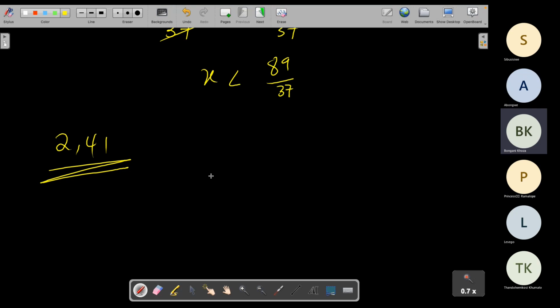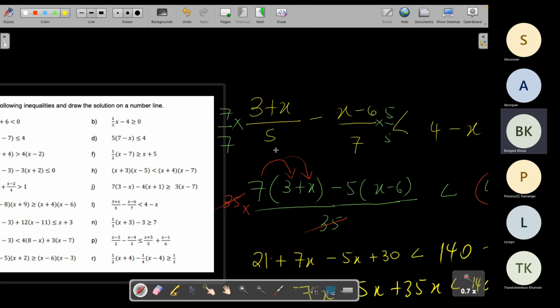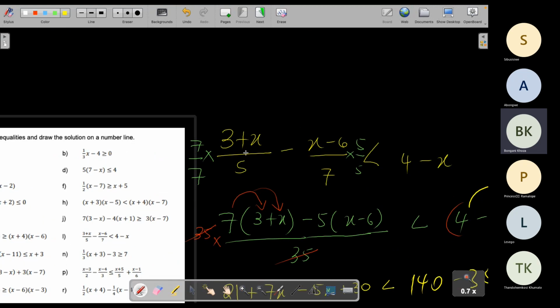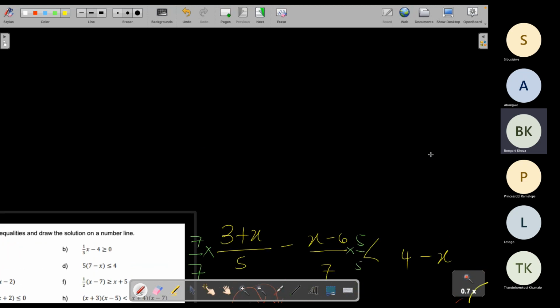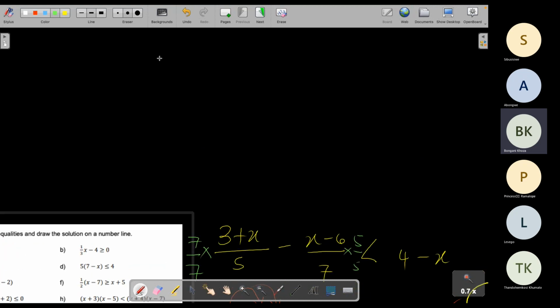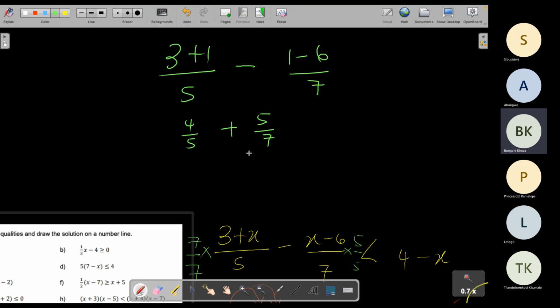We can use 1. So we're using 1 as our number. Let's check if using 1 will give us the left-hand side being less than the right-hand side. On the left, this is what we had: 3 plus 1 over 5 minus 1 minus 6 over 7. So let's see what we get. Here we have 4 over 5 minus, it's going to be a plus 5 over 7. And what do we get here?